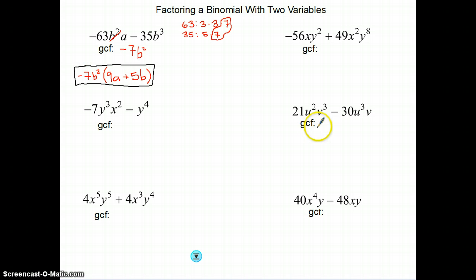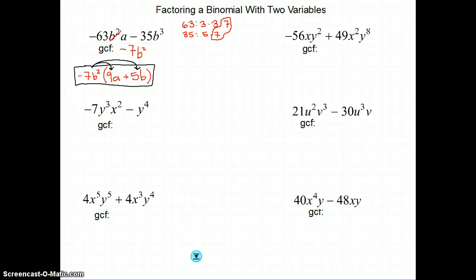If you wanted to check your work, then you would take your factor on the outside and distribute it back in. What you should get is the exact same thing that we started with above. If you do not get that, then you made an error in your factoring.